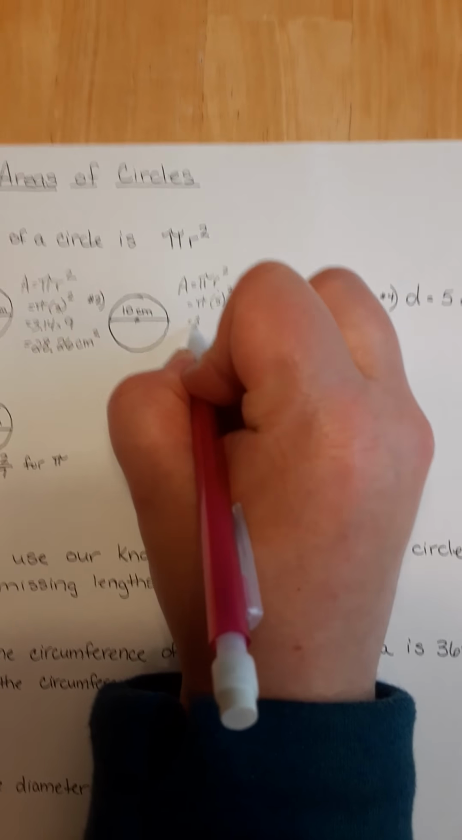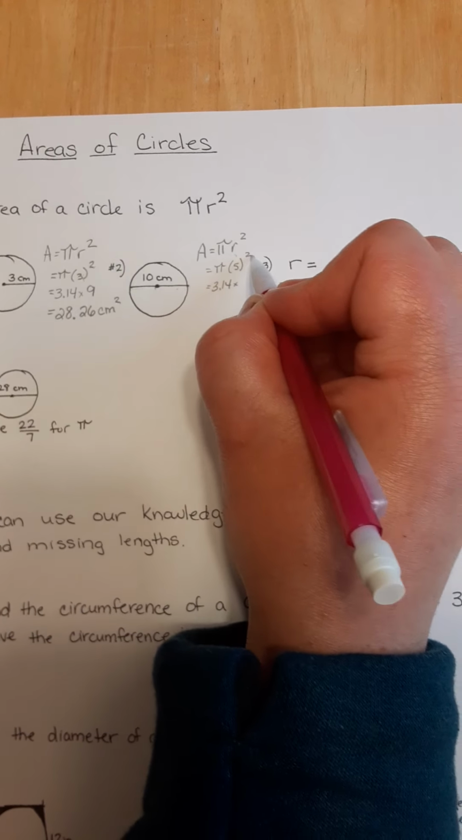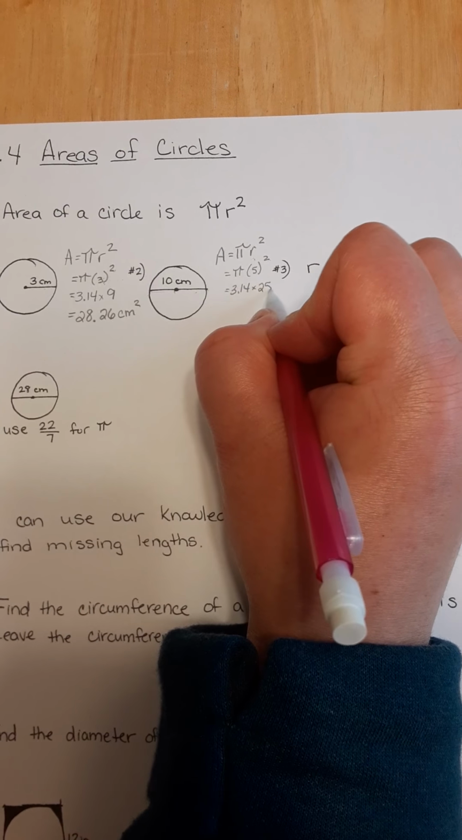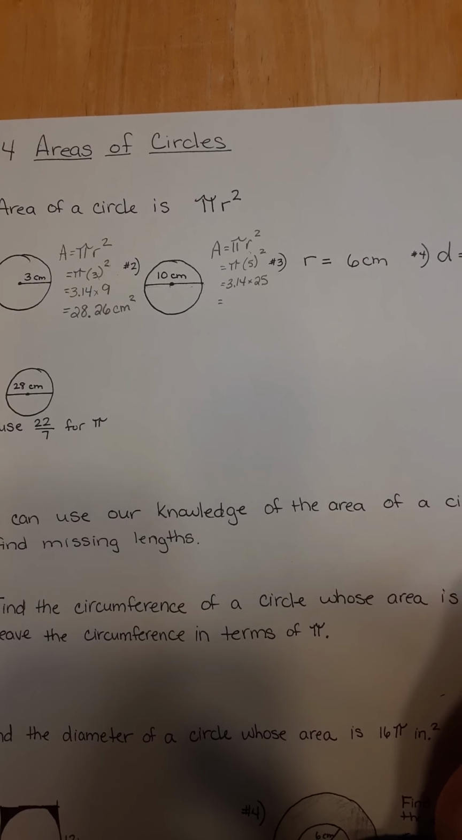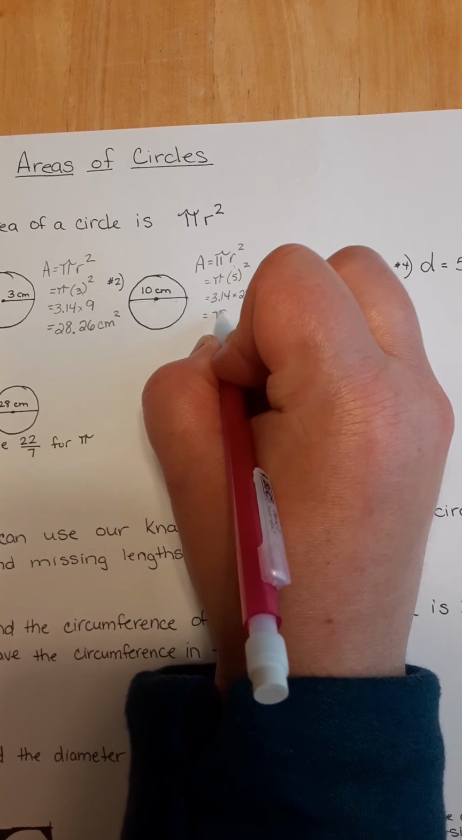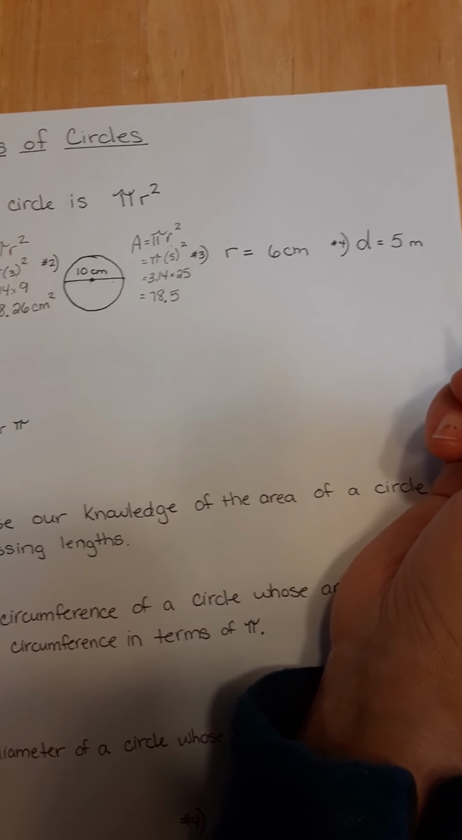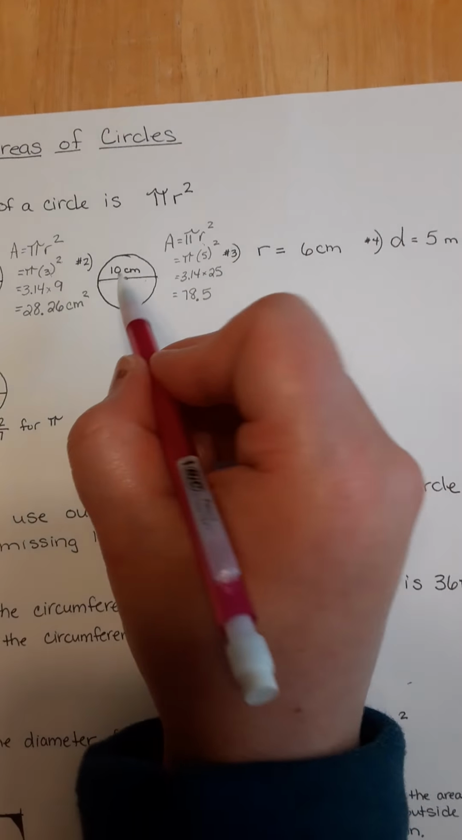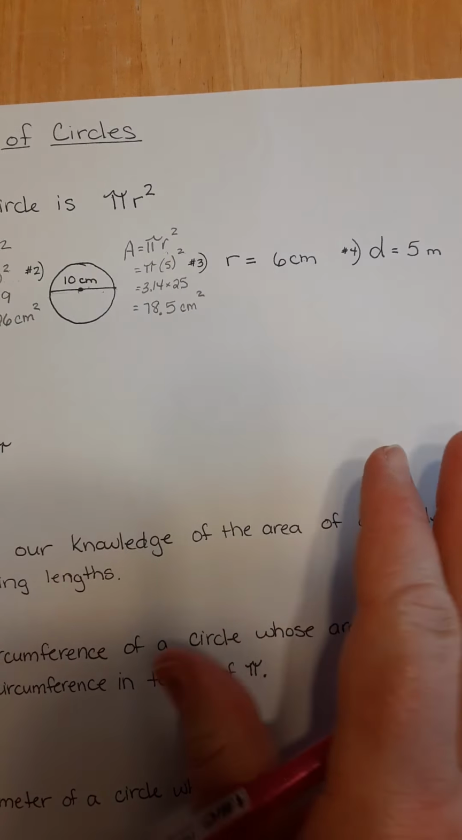Now we're going to use 3.14 for pi. And what is 5 squared? 5 squared is 25. Multiply them together and you end up with 78.5. Look for units again. We've got centimeters and it's going to be centimeters squared.